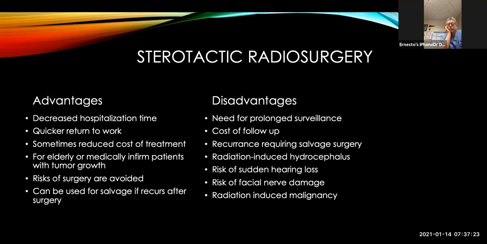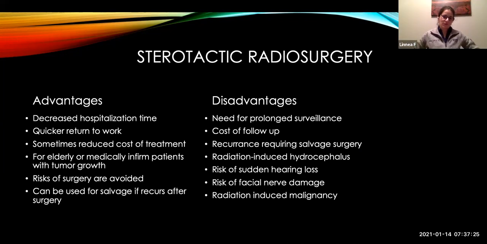It's good for elderly or medically infirm patients. You avoid those risks of surgery, and it can also be used for salvage if you have surgery and then they develop a recurrence and they need radiation. The disadvantages, again: they still need to get yearly MRIs to make sure it's working. If they have a recurrence, then you have to do surgery anyway.